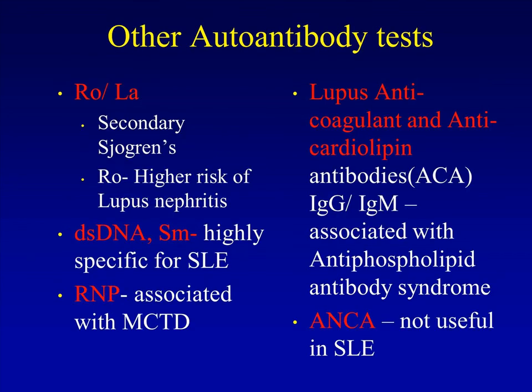There are other autoantibody tests which we typically perform in a patient with a positive ANA, and in the context of lupus, the significance of these tests are as listed here. I would like to highlight double-stranded DNA and Sm antibodies, which are highly specific for lupus, and also lupus anticoagulant and anticardiolipin antibodies. These, if positive, are associated with anti-phospholipid antibody syndrome or APS, which I'll be elaborating on shortly.